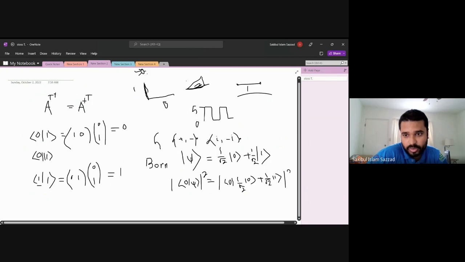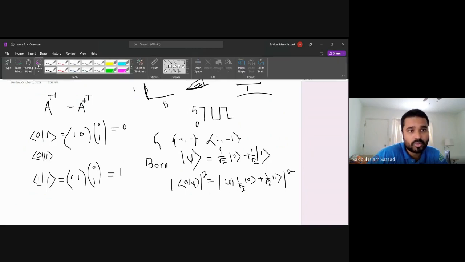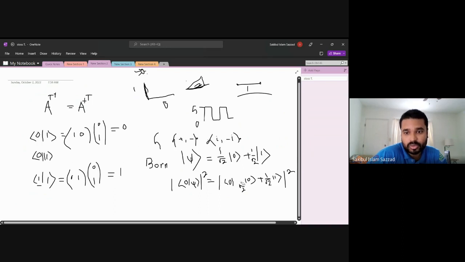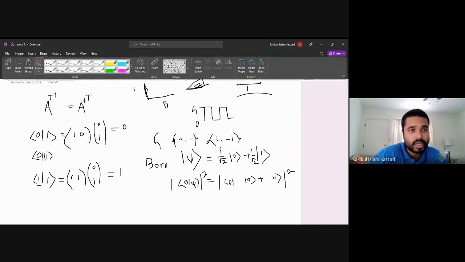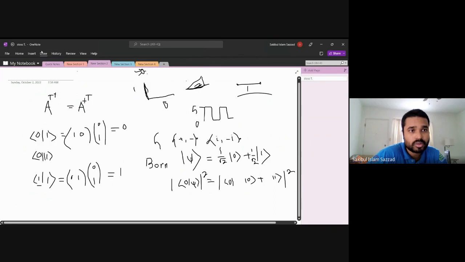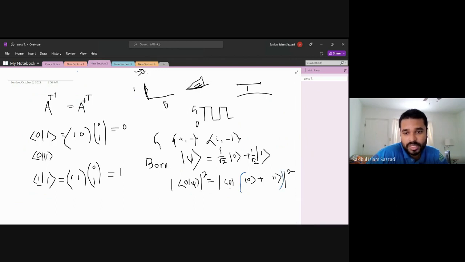For the current moment, I think we can ignore this 1 over square root of 2. I'm just removing these factors of 1 over square root of 2. Then there is a parenthesis for this. So this is bra 0, this is ket 0, and this is ket 1 actually, and there is 1 over square root of 2.